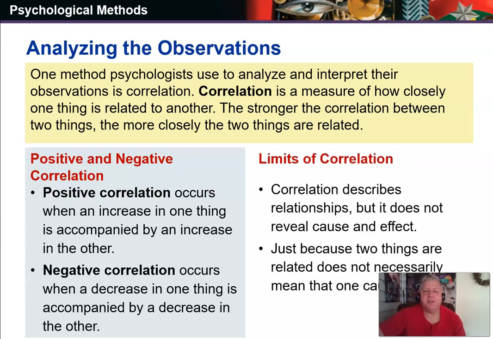Correlation describes a relationship, but it does not reveal cause and effect. Just because two things are related does not necessarily mean that one causes the other.